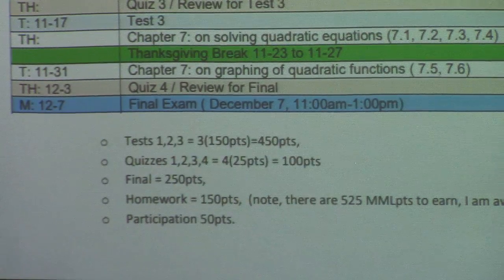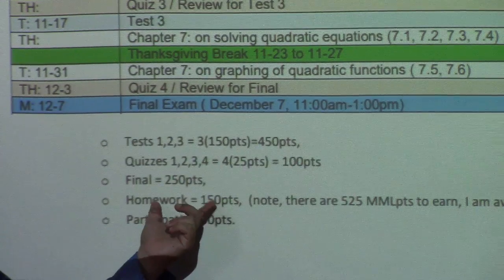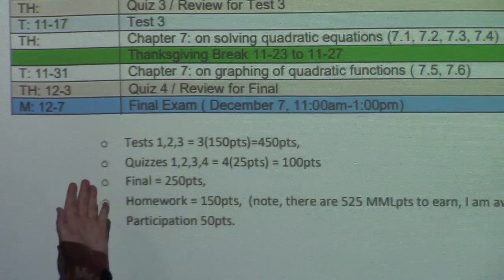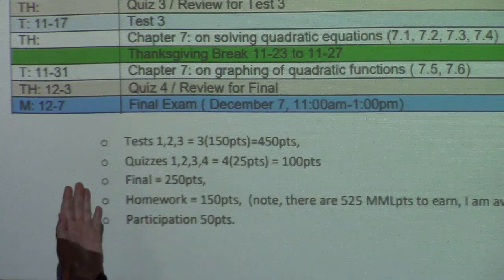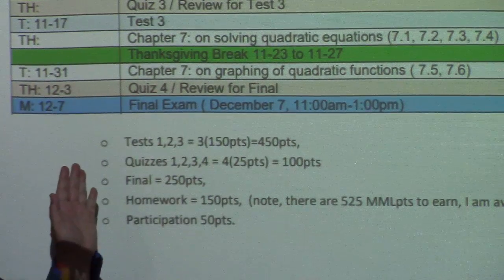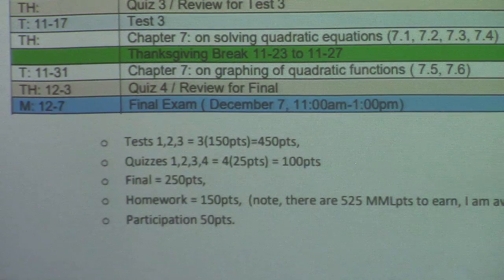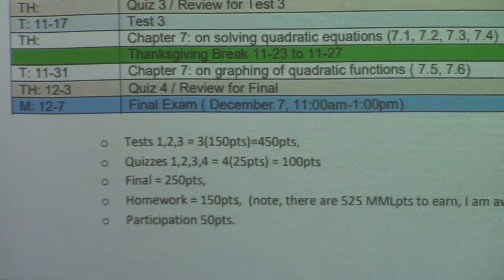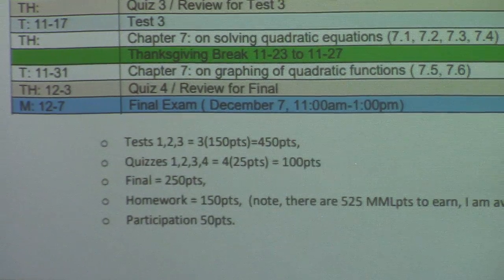Homework. Homework is worth 150 points. So there's like 1,000 points in the course. 900 to 1,000 is an A. 800 to 900 is a B, and so forth. All right. 700 to 800 is a C. There's a more careful statement of this in the syllabus, which is also posted in course content.